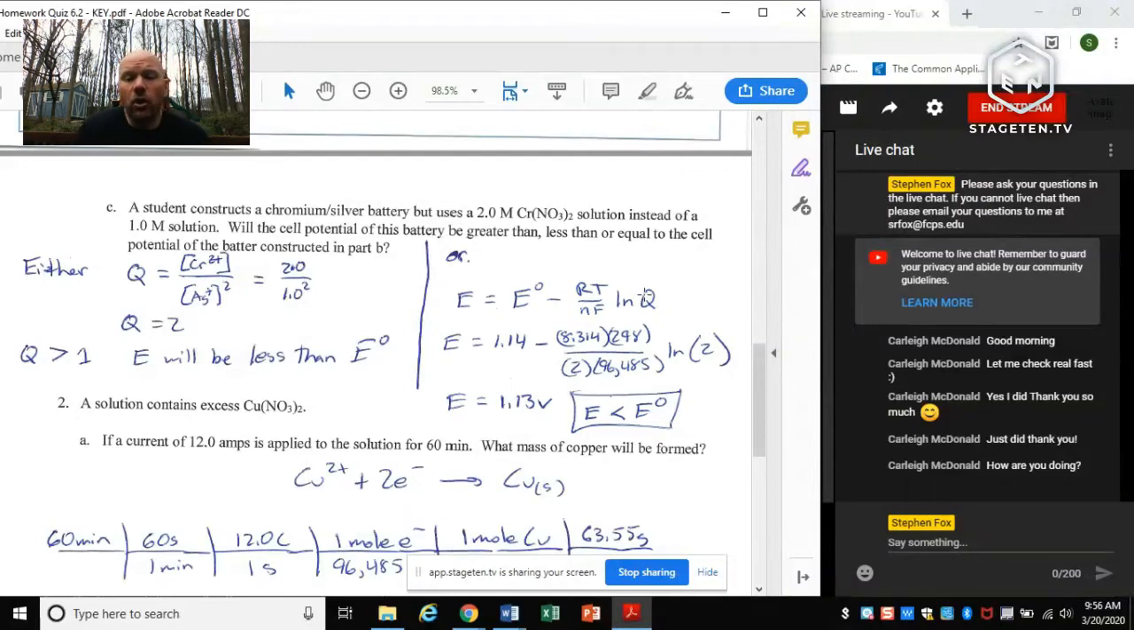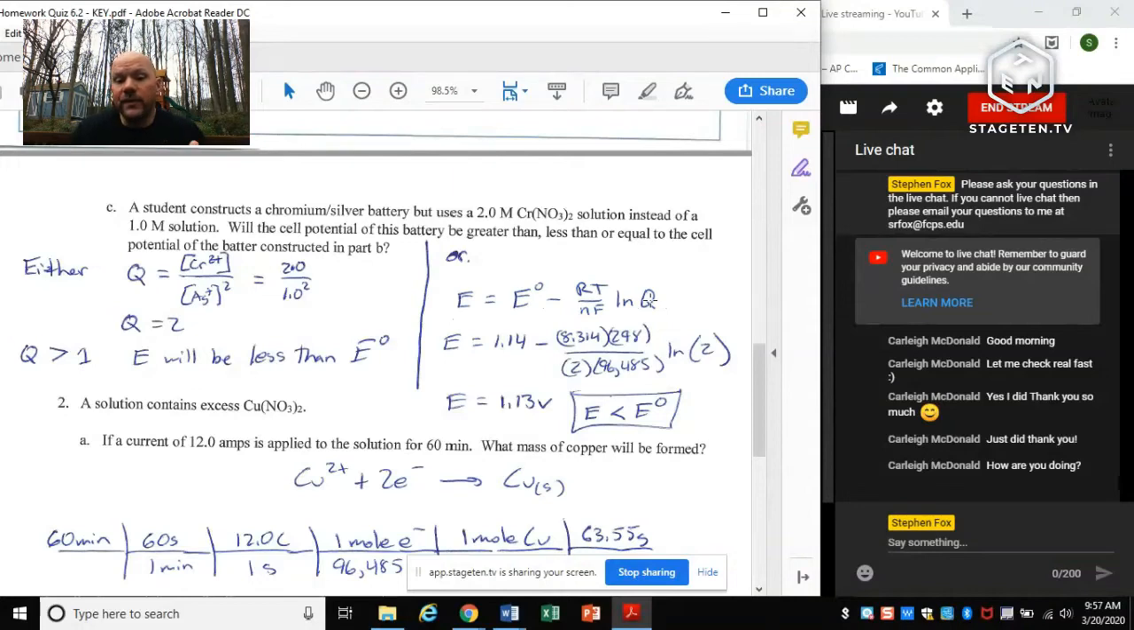So the natural log of a number greater than 1 is a positive number. And RT over NF will always be positive. And so a positive times a positive is a positive number. So this potential will be less than the standard when Q is greater than 1. All right, does that make sense?